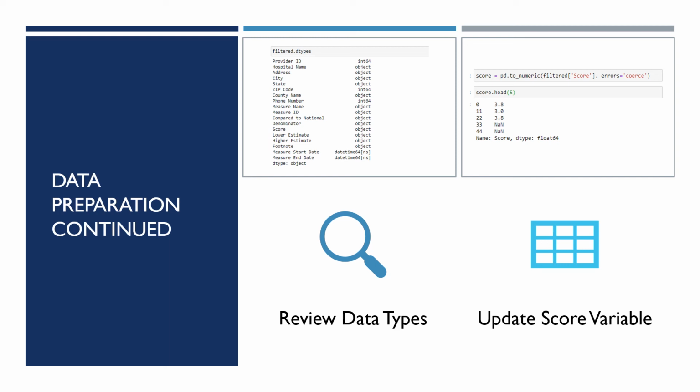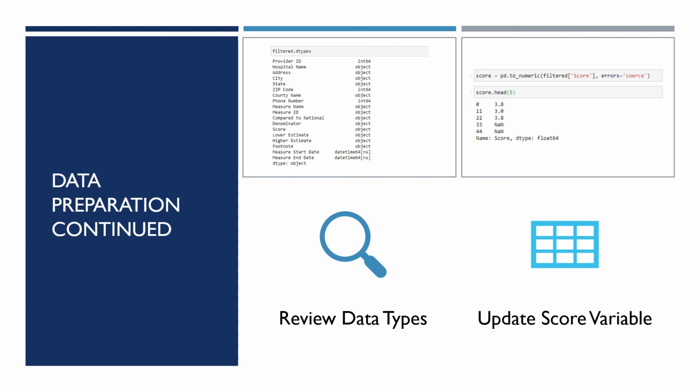Just for reference here, I printed 5 rows from the score variable we created, just to ensure that not only was the data converted, but it was also treating the character values correctly.